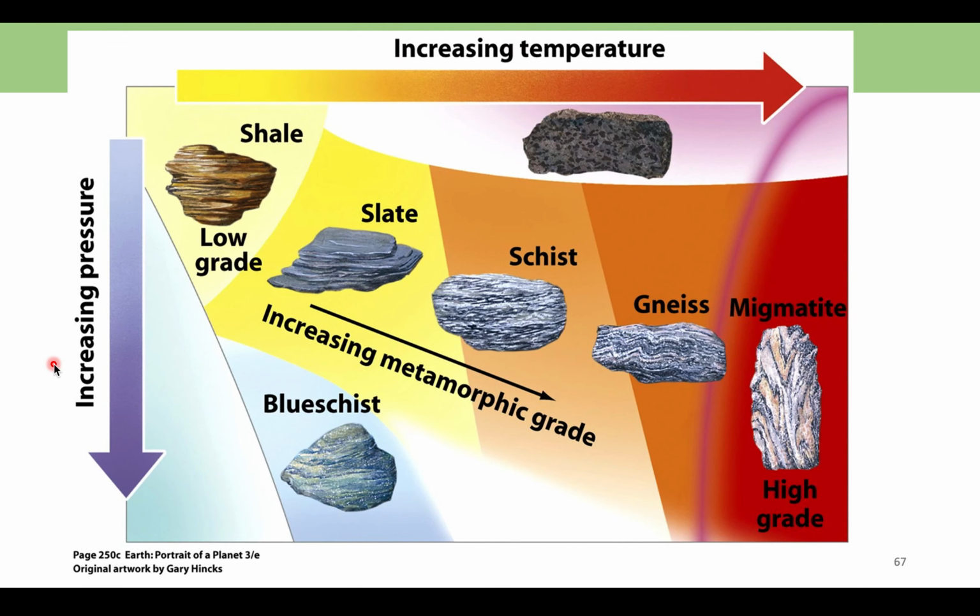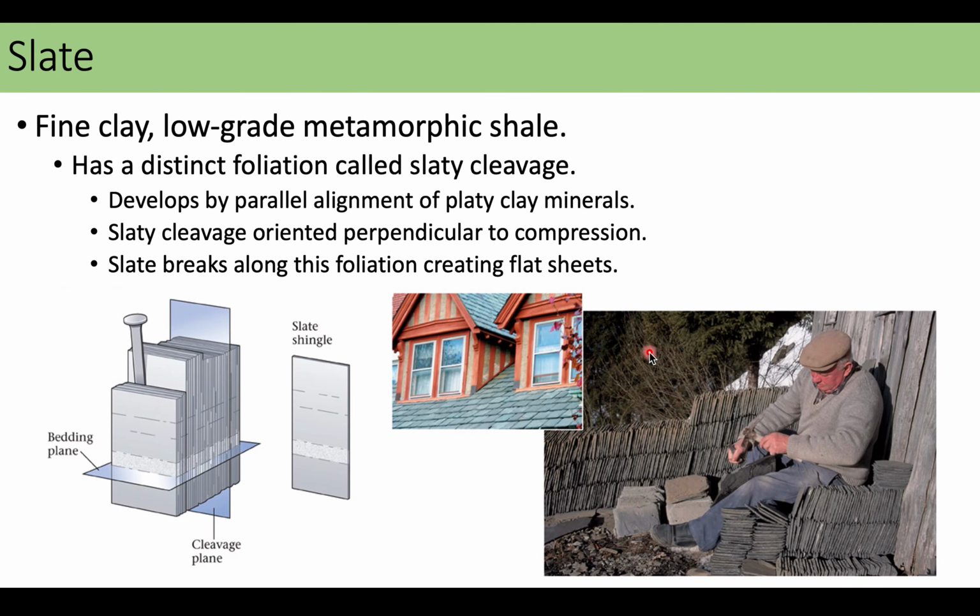So here's a really nice image showing us low-grade metamorphism, like shale, is here at the top of our image, and then as we increase pressure and increase temperature, we are going to create higher and higher grade metamorphic rock all the way to gneiss, and our very high grade metamorphic rock. So I'm going to go through the main 4 types of metamorphic rock. So a low-grade metamorphic rock would be a shale.